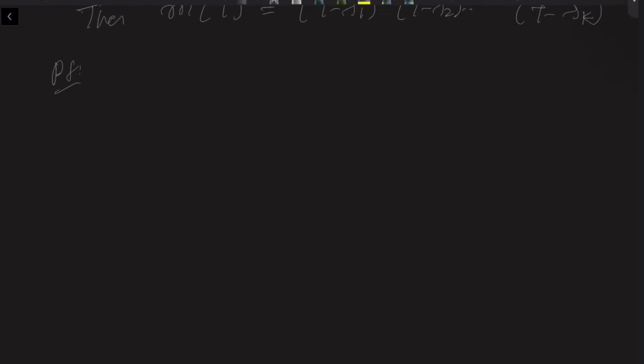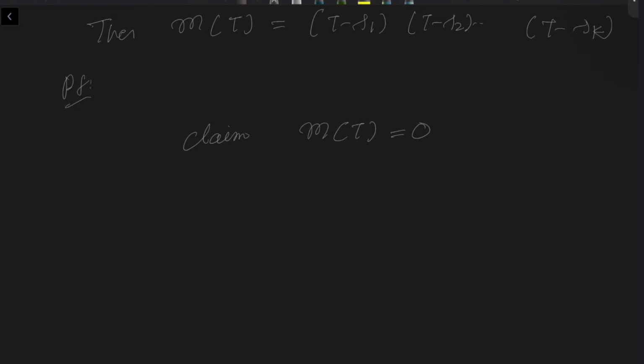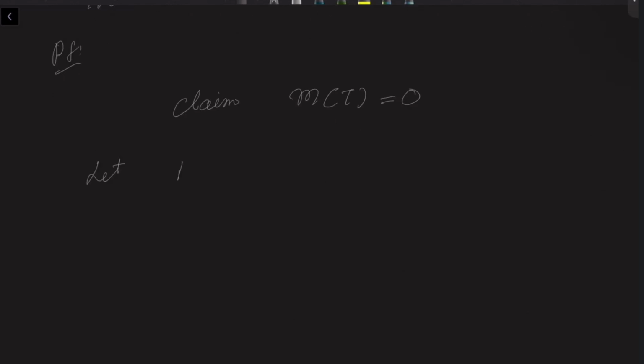So what do we need to show, or what is our claim? The claim is that m of t equals 0, because if this is 0, then only m can be a minimal polynomial. So to show this, we assume, let beta be a basis of V such that each x in beta is an eigenvector.